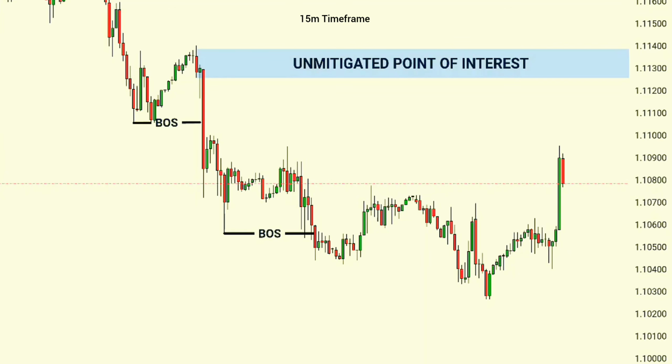For beginners, think of it as unfinished business left in the market. Smart money may return to complete their orders. Once price reaches this zone, we look for confirmation before entering a sell trade.